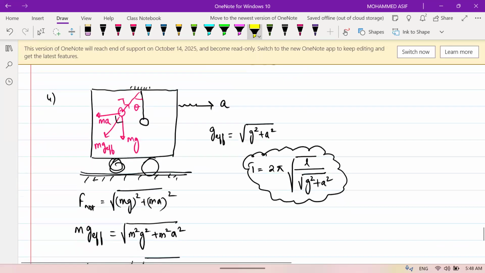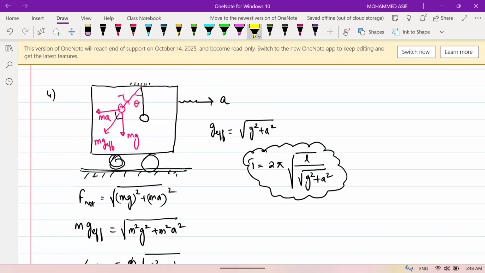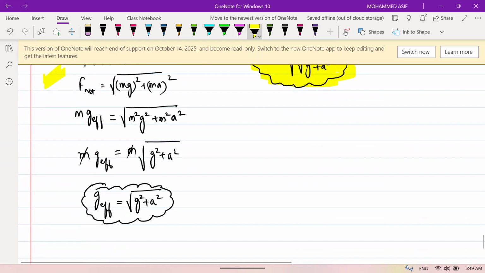When the truck or a bus is accelerating in the forward direction, g effective is equal to under root of g square plus a square. I have told you how we got this one. So time period will be calculated with the formula T is equal to 2 pi under root of L divided by under root of g square plus a square. Am I clear? Yes, sir.